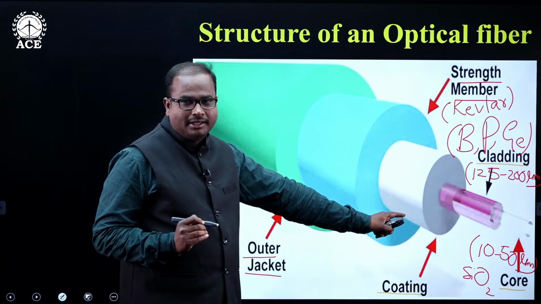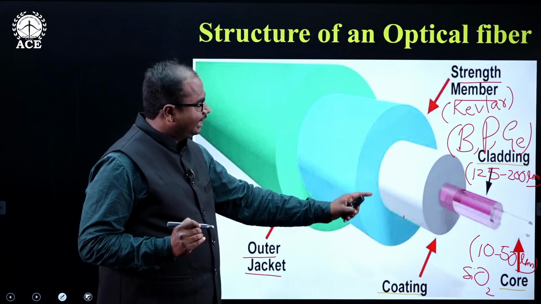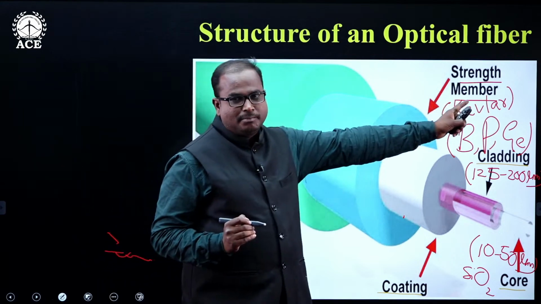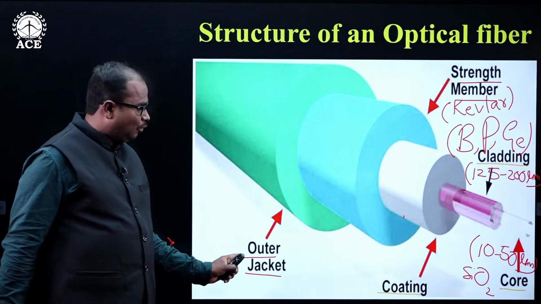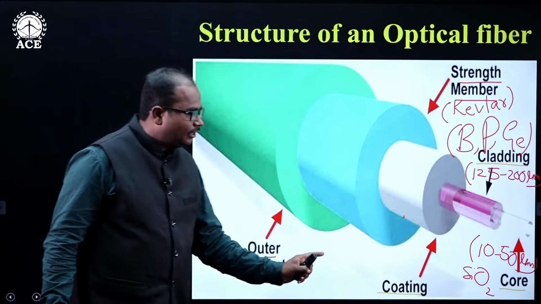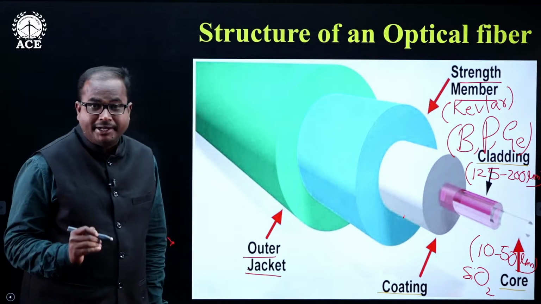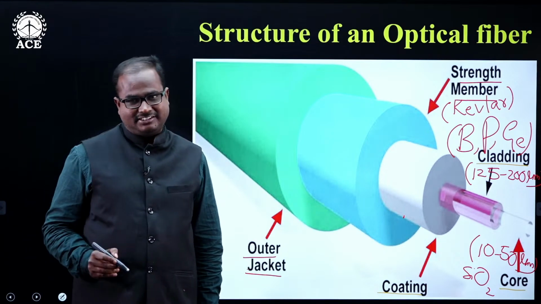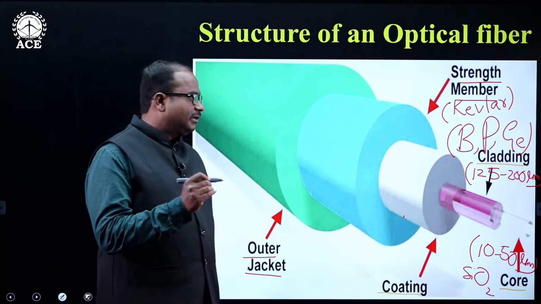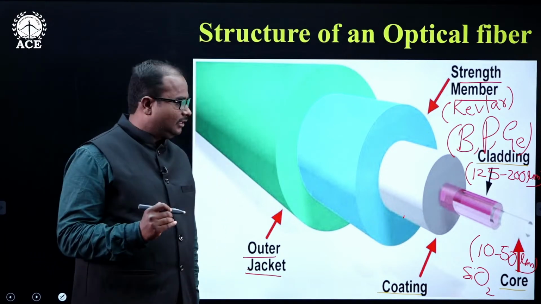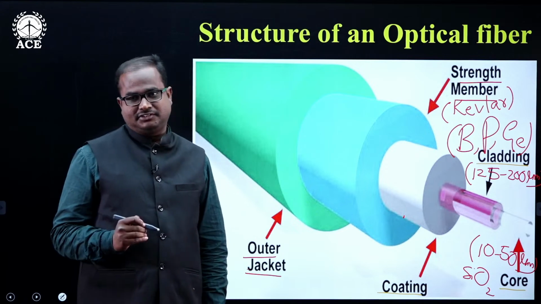Core is surrounded by cladding. Cladding and core are surrounded by strength member. And the last part, the outer part, is called outer jacket. Core and cladding are made up of the same type of glass material, that is silicon dioxide, but the only difference between them is their thickness and also the refractive indices.